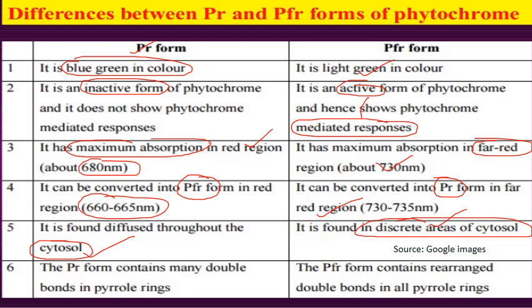Next difference is that PR form contains many double bonds in the pyrrole rings, that is, the tetrapyrrole ring has many double bonds present in the PR form, while the PFR form contains rearranged double bonds in all the pyrrole rings. The double bonds get rearranged. So there are some differences between PR form and PFR form. Next comes actions.